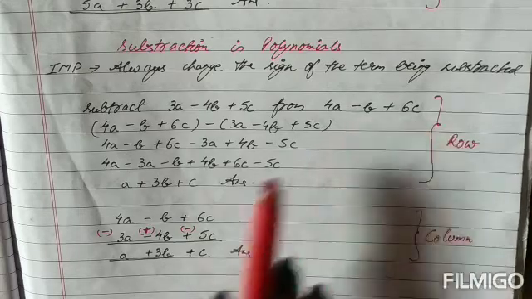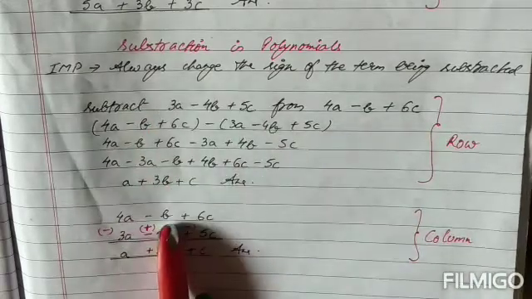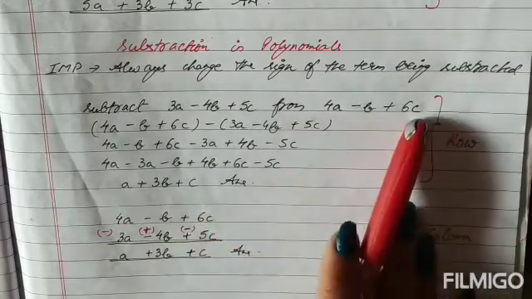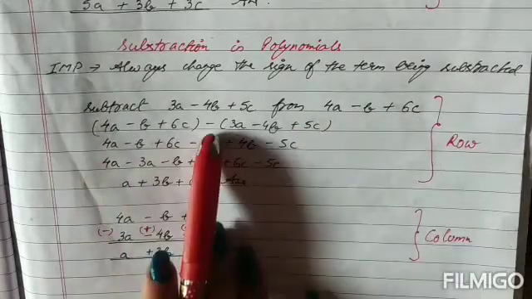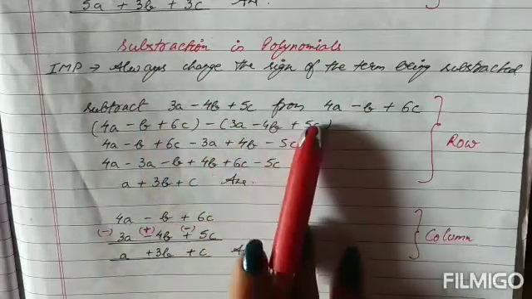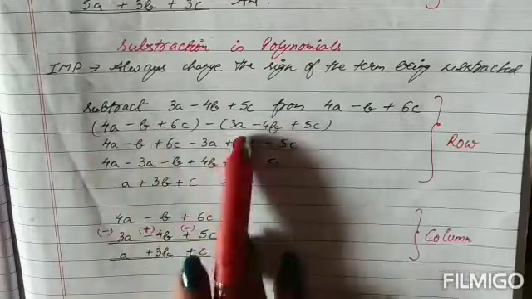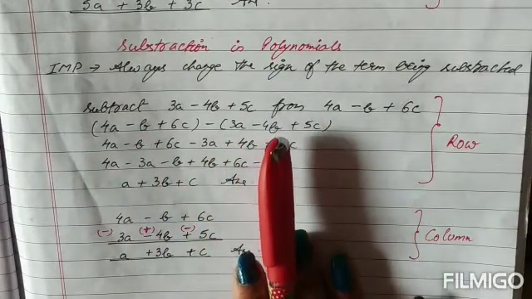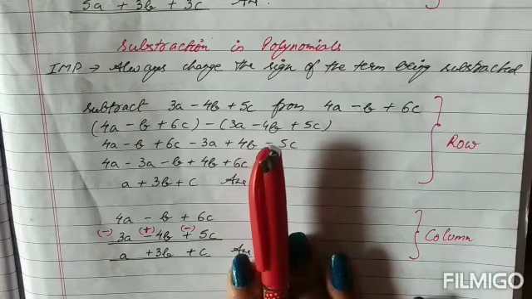Now what have I done? I am going to explain both the methods, row method and column method, once again. First we are going to write the second polynomial. So I have written the second polynomial, put the subtraction sign, and then I have written the first polynomial inside the bracket. Please enclose it inside the bracket, children, as I am showing you, because that way you will not get confused with the sign of the different terms.